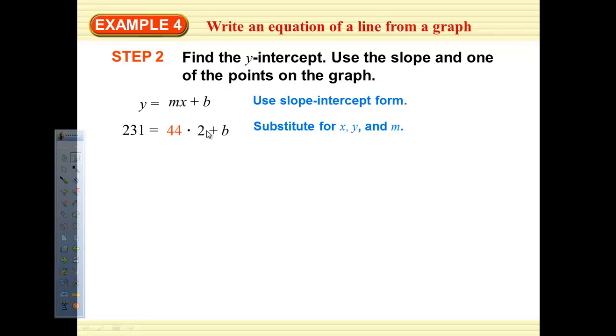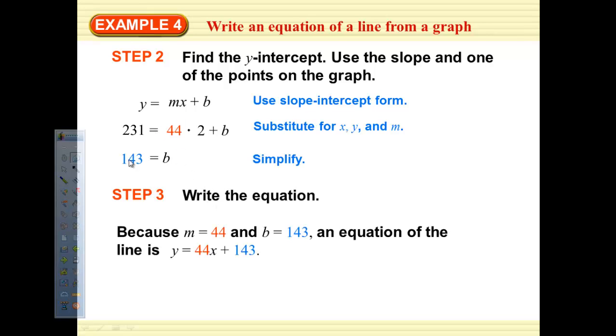The x was 2 months for $231. We multiply that out and we subtract it from both sides. We would get 143. Again, this would give us 88, and if we subtracted 88 from 231, we'd get 143. So this is our y-intercept. This is how much it initially costs to get in the gym. The monthly cost would be $44. The equation, we use this slope, this y-intercept, we'd get y equals 44x plus 143.